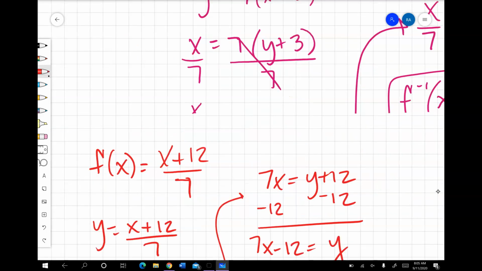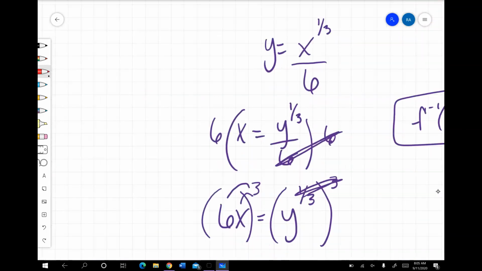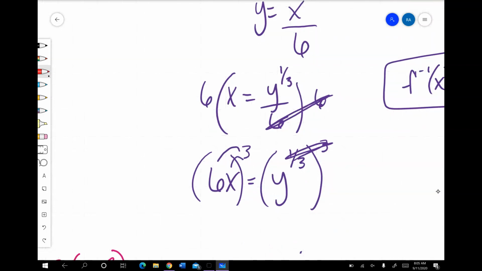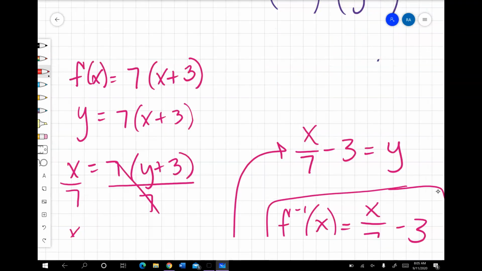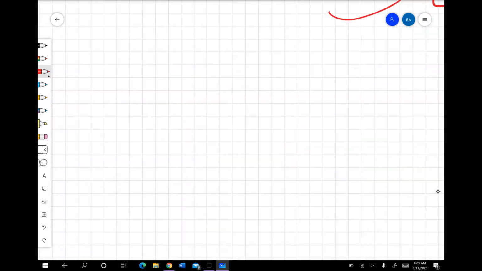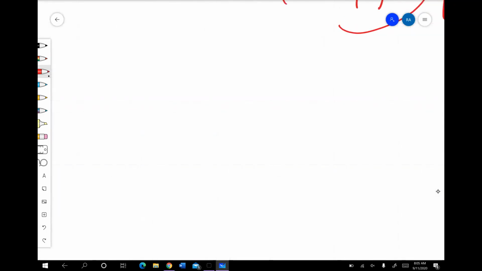Okay? So a fraction exponent, you raise it to the reciprocal power. A whole exponent, you do something different. Okay? So let's talk about that. So let's do y equals x minus 3 to the 4th power. So we've already got y, so we don't have to change it to f of x. So we're going to switch x and y.